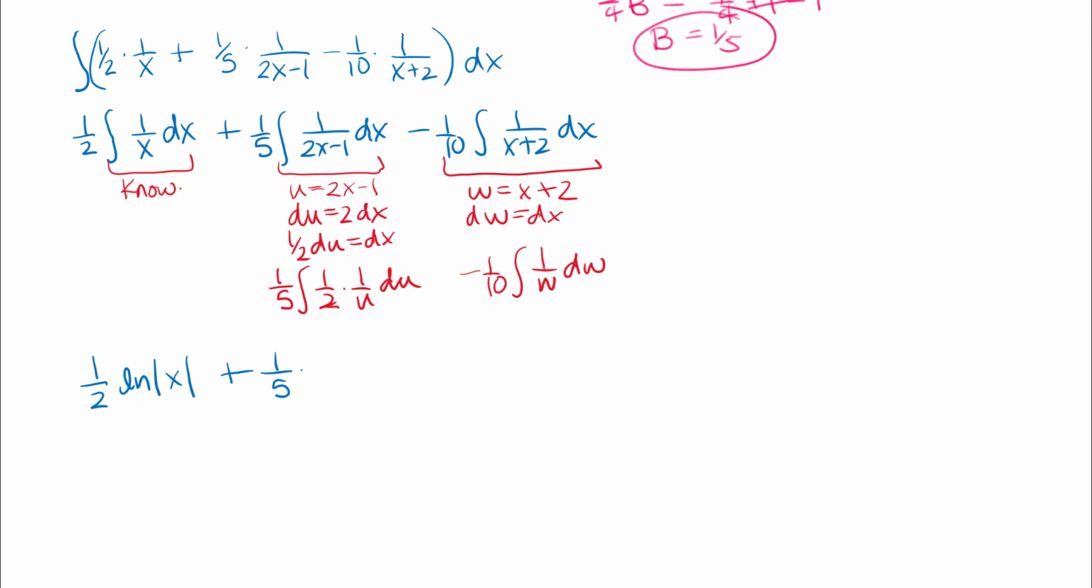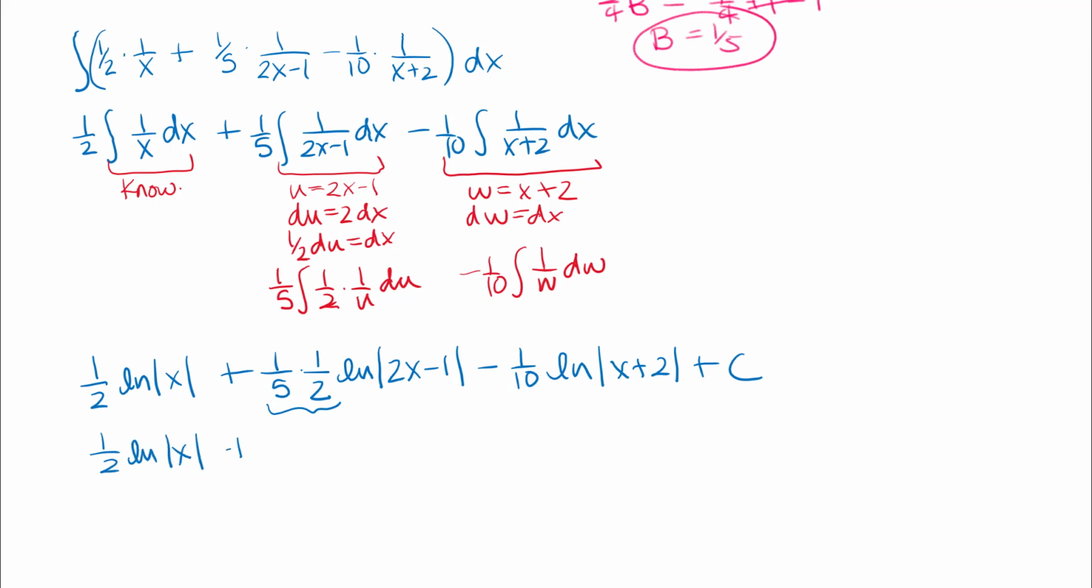For the second integral here, I have the 1/5 that was already there, and then times the extra 1/2 that I get from doing the u substitution, and then ln of absolute value of u. My u is 2x minus 1. And then the last integral, I'll have minus 1/10 times natural log of the absolute value of w. w was x plus 2. And I need a big old plus c at the end. I can probably go ahead and simplify the 1/5 times 1/2 in there. Your textbook may also use some properties of logarithms to rewrite this in a different form, and that's fine if you want to do that, but I probably wouldn't.